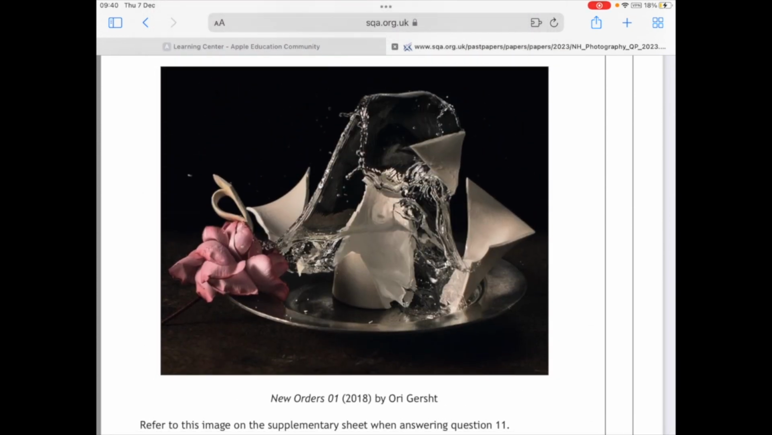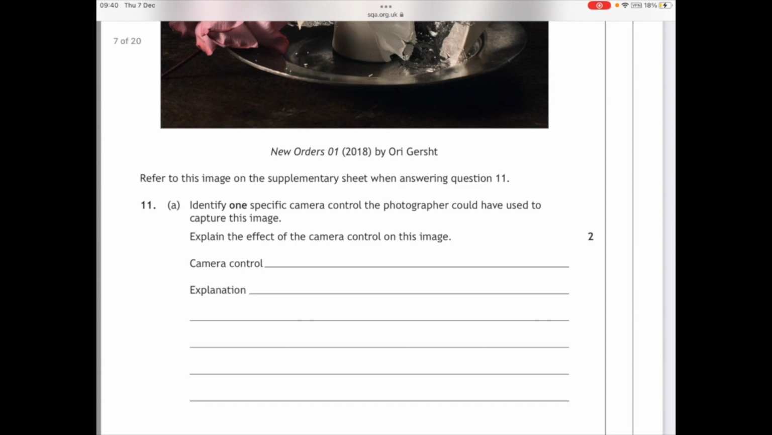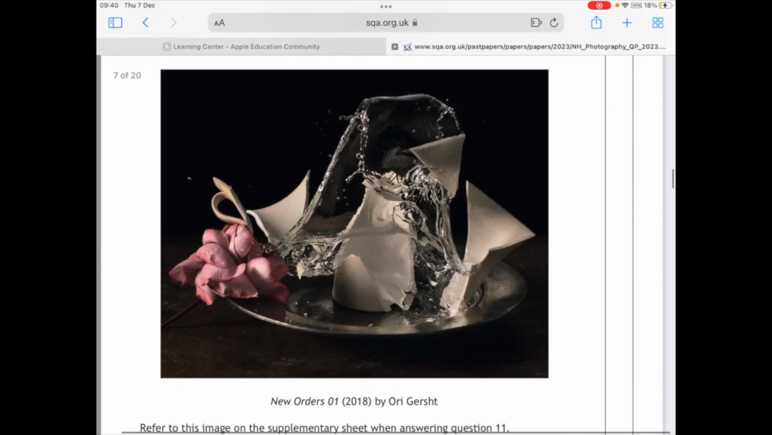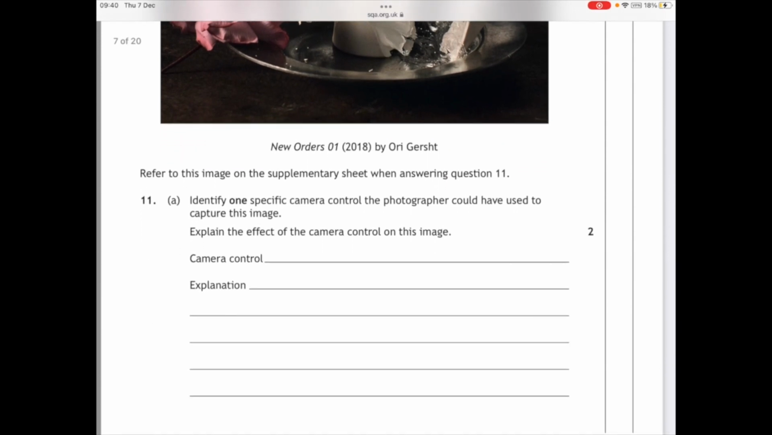So you've got new orders, number 1, okay, which was taken in 2018 by Ori Gersh. That's my guess at the name. I'm sure it's totally incorrect, but there we go. Right, so we've got this image here. Now we're being asked, 11A, identify one specific camera control the photographer could have used to capture this image.